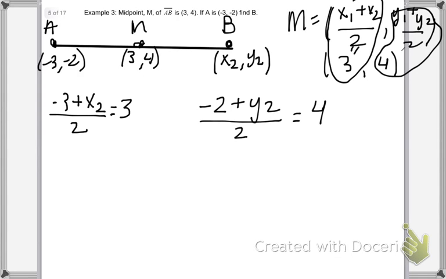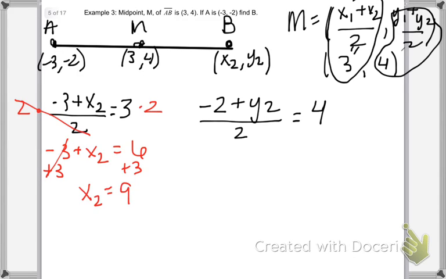So, in order to solve for my variables, the very first thing I need to do is multiply by 2 because we're dividing. So to undo, we multiply. So I have -3 plus x2 is equal to 6. Now I need to isolate this x2, so I need to do the opposite and add 3 to both sides, and I get that x2 is equal to 9. So I know my x term, yay!